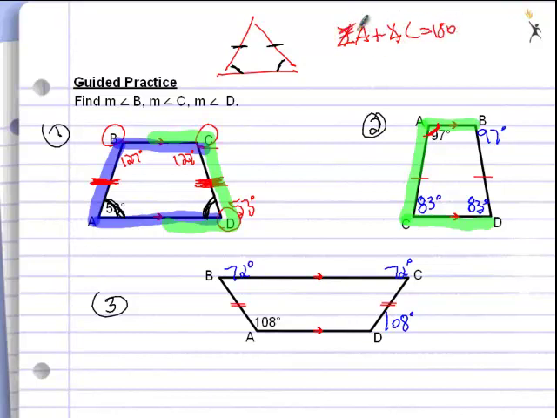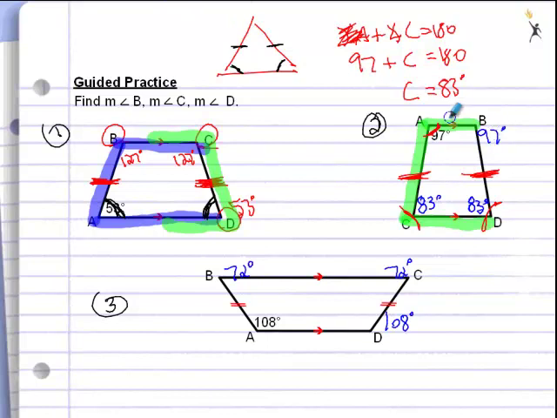Well, if I substitute 97 in, I can solve for angle C just by subtraction, and I get 83 degrees. That's how I got my angle C. Then I knew that because this trapezoid is isosceles, the two base angles are congruent. So if C is 83, then D is 83. That's how I solved for angle D.